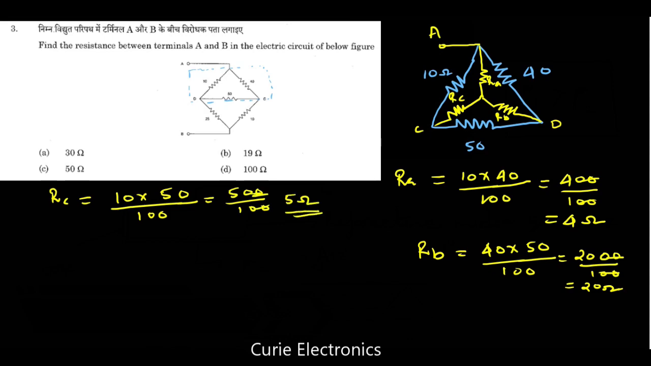Now we have to replace this network. So how do you draw it? From A you are starting. Now I have a star network. This is C and D. What are the values I got? RA equal to 4, RB equal to 20 and RC equal to 5. Now 2 more resistors are connected here.